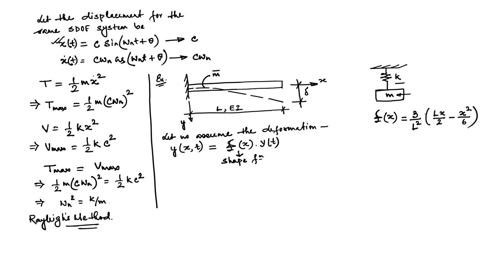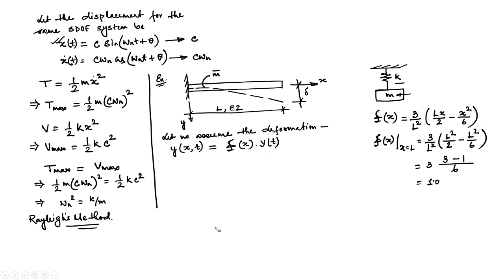And if you look at this expression, if we find out what is phi of x at x equal to L, we have 3 by L square, and then inside we will have L square by 2 minus L square by 6. So, effectively we have 3 by 6 times 3 minus 1. So, effectively you will get 1. That is the deformed shape we assume. So, if we differentiate this y, what we will get is y dot of x comma t is equal to phi of x times y dot of t.